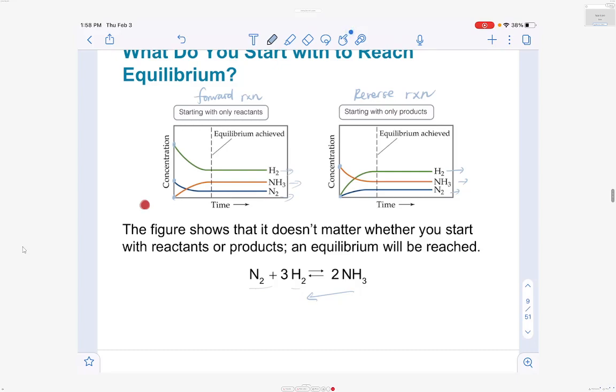It's interesting to notice that the equilibrium mixture is obtained regardless of whether we begin with N2 and H2, or with NH3. The equilibrium mixture is obtained whether we go from the forward reaction or the reverse reaction. Once equilibrium is reached, the concentrations of these three substances are the same, whether you start the reaction from the forward side or the reverse side.